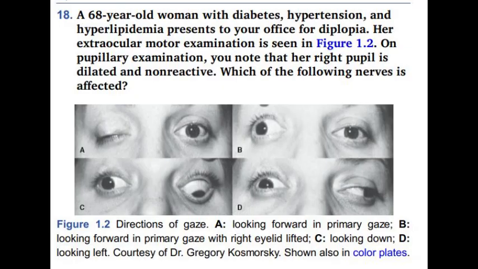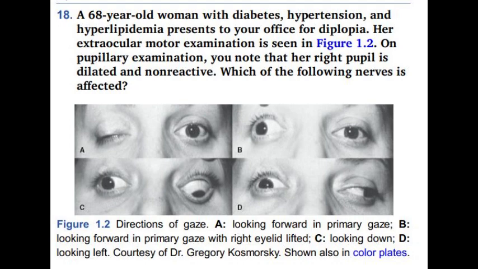If we are to take a quick guess, we can see that this patient is looking more to the right, so our lateral rectus is working. Remember, lateral rectus is controlled by the sixth nerve, so her sixth nerve is working. Now let's look at option C. This patient is looking down. When they ask the patient to look down, the left eye can look down, the right eye cannot. And then when you ask the patient on D to look to the left, this patient cannot look to the left.